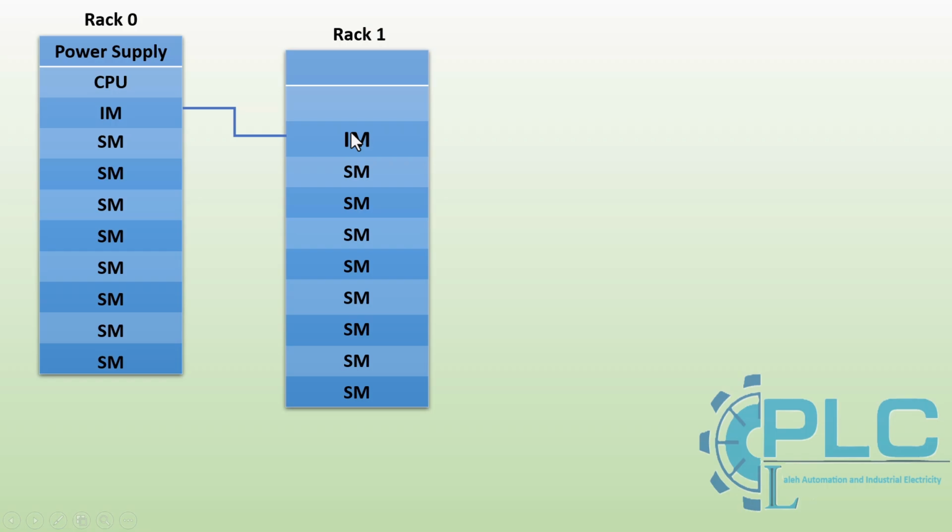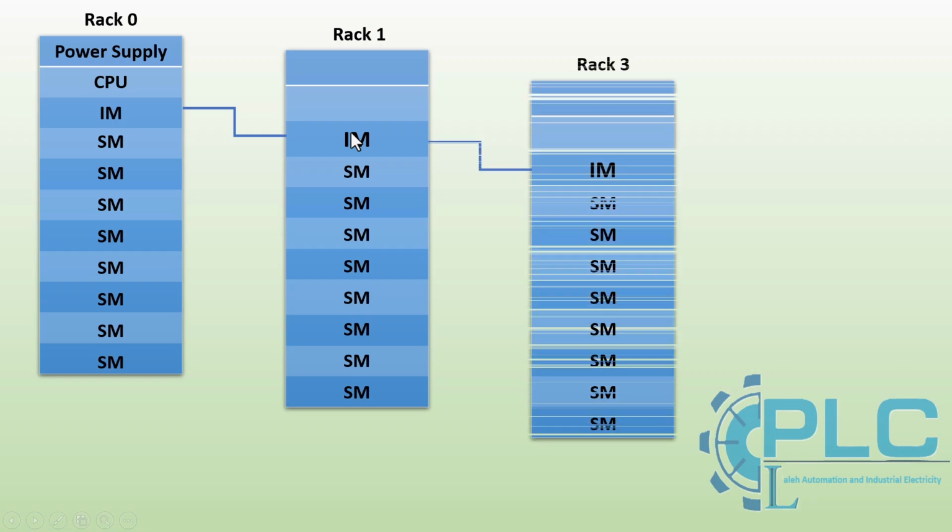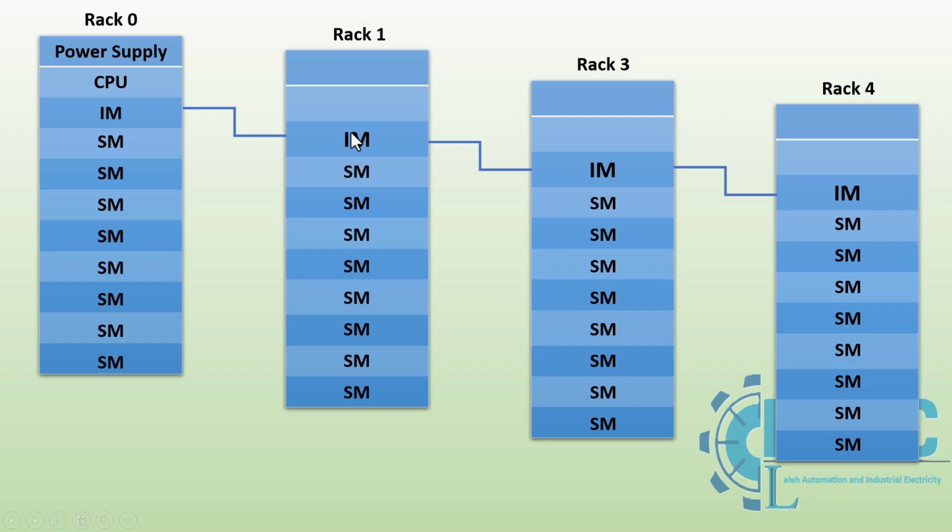If the second rack also does not support all the required modules, we can add a third rack. The third rack is connected to the second rack using another IM module. This process can be repeated to add up to 4 racks in total. Each CPU in the S7-300 series can support up to 4 racks.